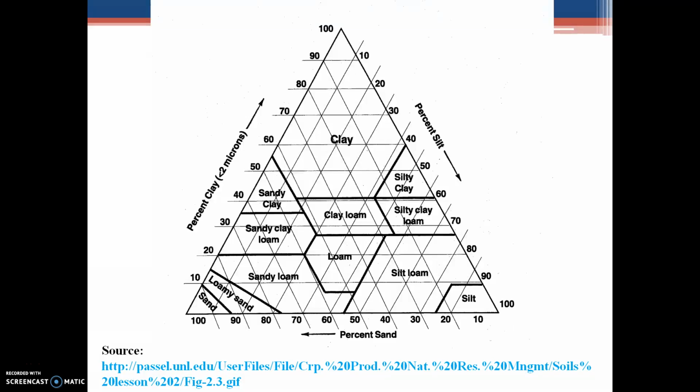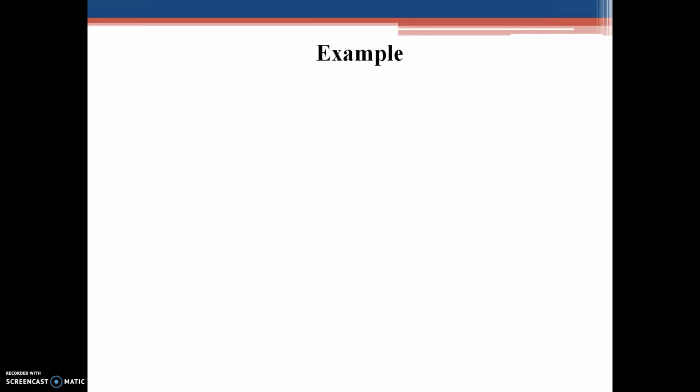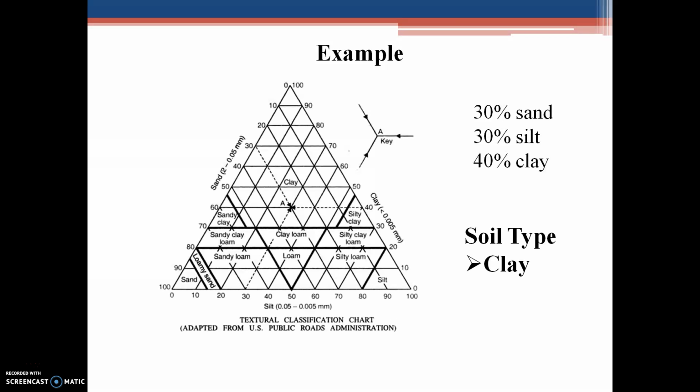So how will one use this system to find out the exact classification of the soil? Let us take an example. Now from sieve analysis result, I have 30% of the soil as sand, 30% of soil as silt, and 40% of soil as clay. So what is to be done? I'll mark the 30% point on the sand vertices, and parallel to the clay vertices, I'll make a line passing through this 30% point.